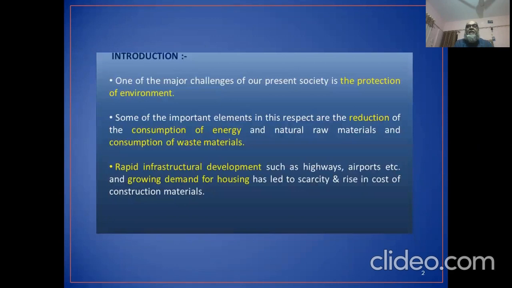One of the major challenges of our present society is the protection of the environment. Some of the important elements in this respect are reduction of the consumption of energy and natural raw materials, and consumption of waste materials. Rapid infrastructure development such as highways, airports, and growing demand for housing has led to scarcity and rise in cost of the construction materials.